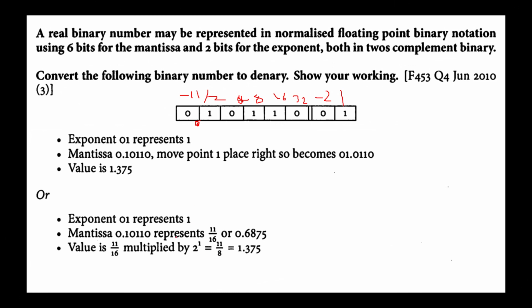So adding all this together, so 1/2, 1 over 8, 1 over 16, 1 over 16 gets you 11 over 16, or 0.6875. So the value 11 over 16 is multiplied by 2 to the power of 1, so the exponent, which gives you 11 over 8, or 1.375. Right, so let's have a look at the next question. I can't remember if it's actually the more working out I think it might be. Right, let's have a look at the next set of questions.